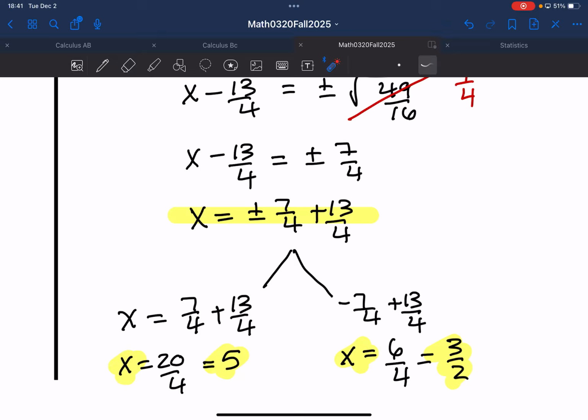Does it matter if the i goes in front or the back? Proper notation: i goes in the back. So if you're talking about a complex number, i goes in the back. If you're talking about just i with a radical, i goes in the front.